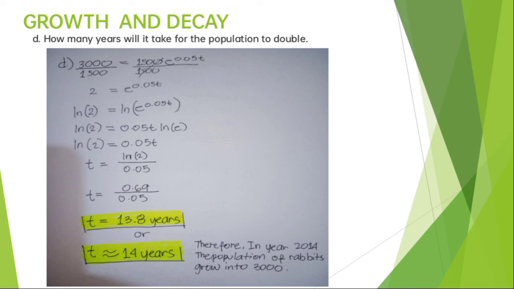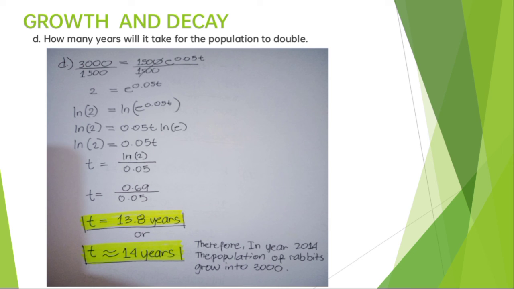Take the natural log of both sides. Natural log of 2 equals natural log of e raised to 0.05 times t. So, natural log of 2 equals 0.05 t. Why did the natural log of e disappear? Because we all know that the natural log of e is equal to 1, so we don't include it, since multiplying it by 0.05 t gives the same result.